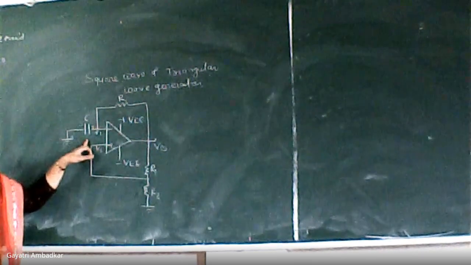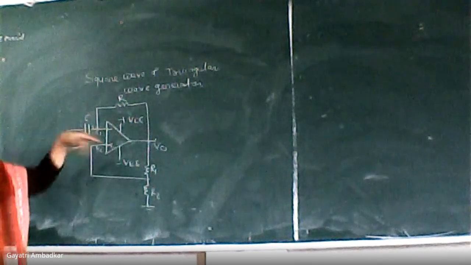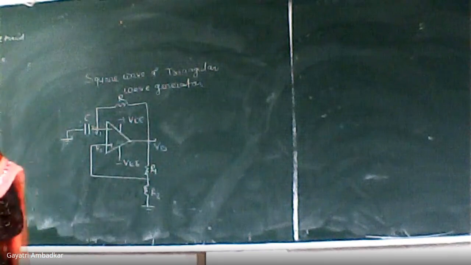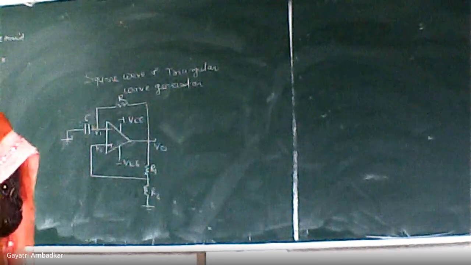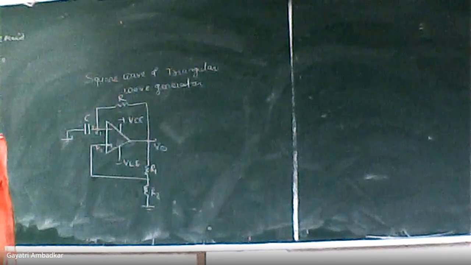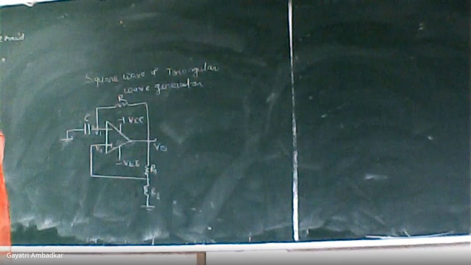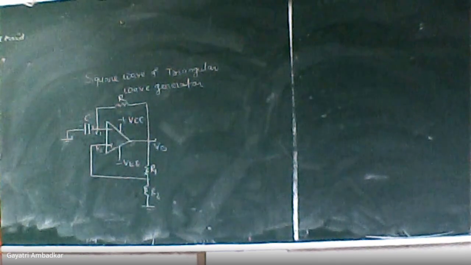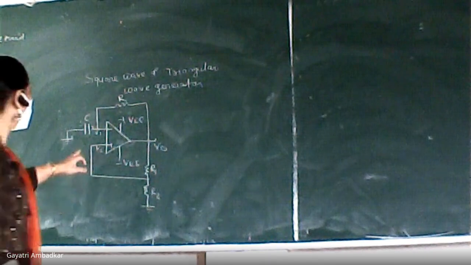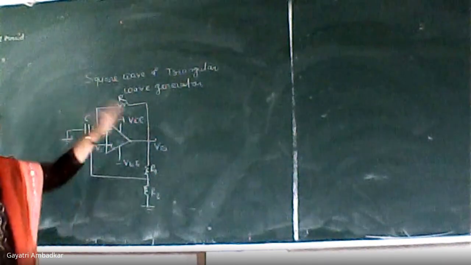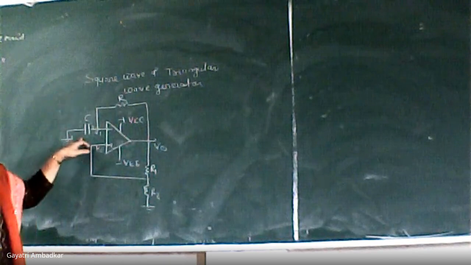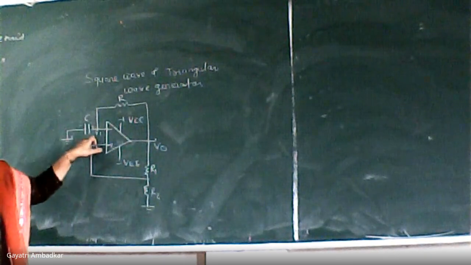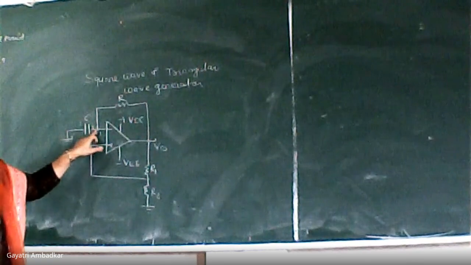Now initially, when you switch on this circuit, when you make the power supply on, at that instant, voltage across the capacitance will be 0. Moment you switch on the circuit, at the very beginning instant, the voltage across the capacitor is 0. Right? What will be the voltage across the capacitor in the beginning? It will be 0. The capacitor is not charged. So voltage across capacitor is 0. V1 is 0.